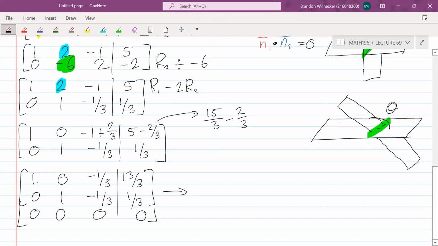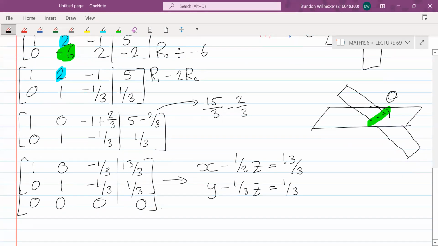So we're going to have X minus 1/3 Z is equal to 13 over 3. Y minus 1/3 Z is equal to 1/3. And the last one, remember, that's if you have a dependent row. So for that, Z can be anything. So let's just say Z is equal to T, which is some real number.